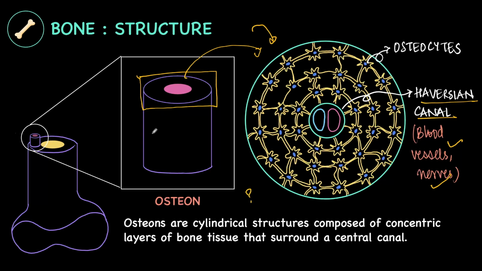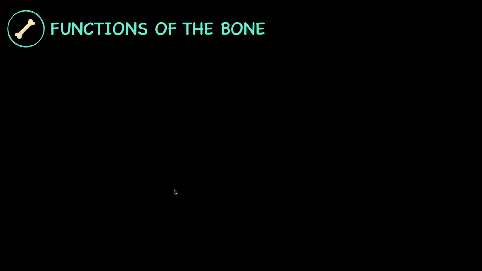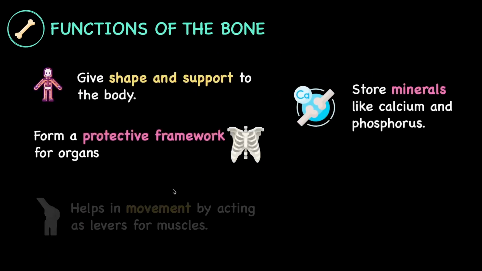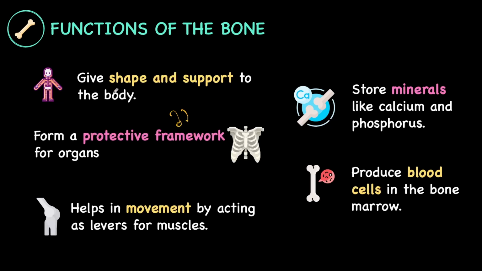But why do we have bones in our body? What is the whole purpose? Well, firstly, they give us shape and support. Along with that, they act as a protective framework for all of our vital organs like our brain, heart, and lungs. Now, they're also a storehouse of minerals such as calcium and phosphorus, and they also help with the production of blood cells like red blood cells and white blood cells. But primarily, we see that bones help in movement by acting as levers for muscles. So, bones along with muscles enable the movement that we carry out. So, with this, we understand the importance of bones in our body.